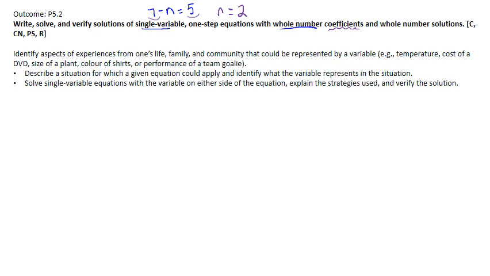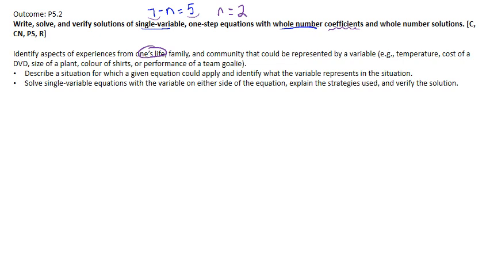And so the indicators here say identify experiences from your life. Of course, they love that one. It's got to be in every math outcome. They've given some examples. You could do temperatures, cost of a DVD, size of a plant, anything you're measuring really that you could represent with a chart. Performance of a team goalie. You could use a variable to represent any of those things. So describe a situation for which a given equation could apply and identify what the variable represents in the situation.